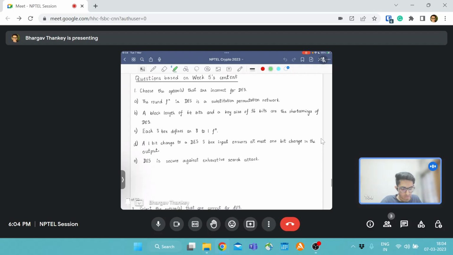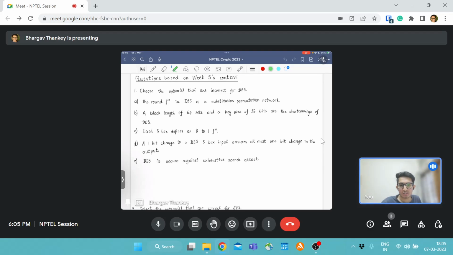Okay. So the first problem is choose the option or options that are incorrect for DES. The options are: A, the round function in DES is a substitution permutation network. Option B is a block length of 64 bits and a key size of 56 bits are the shortcomings of DES. Option C, each S box defines an 8 to 1 function. Option D is a 1-bit change to a DES S-box input ensures at most 1-bit change to the output, and E, DES is secure against exhaustive search attack.